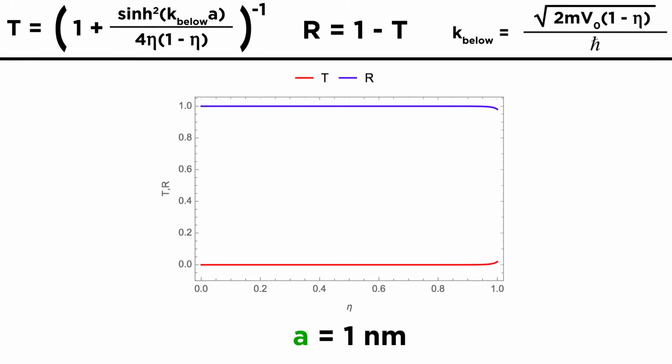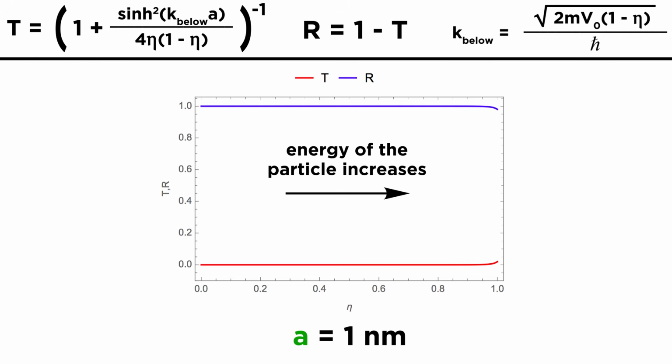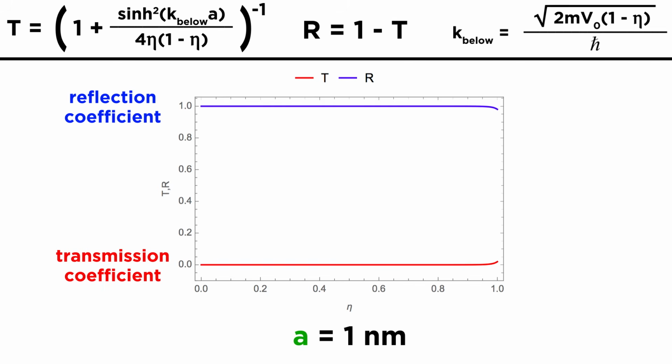Let's use the results we just got for T and R. If an electron encounters this 1 nanometer length barrier, we get this plot. What we are looking at here is the equations for T and R as eta changes. Because the barrier height is fixed, we are varying the particle's energy to see how this impacts the transmission and reflection coefficients. So again, the red curve represents the transmission coefficient, and the blue curve represents the reflection coefficient, both in terms of eta, which is the ratio of the particle's energy and the barrier's height.